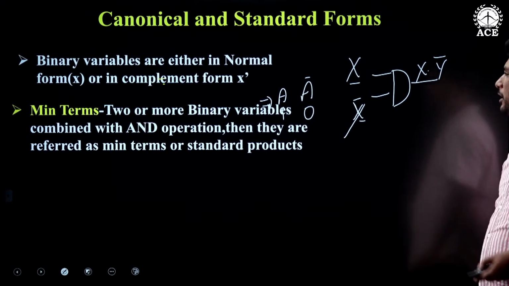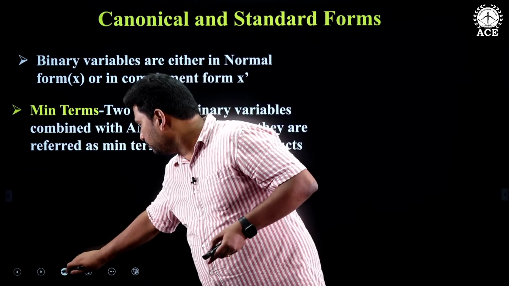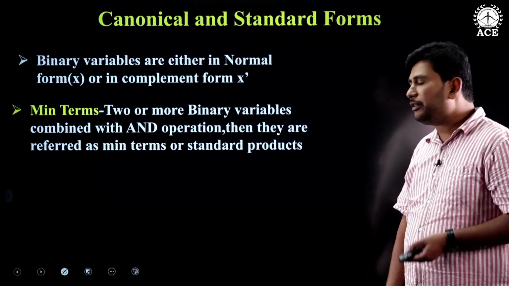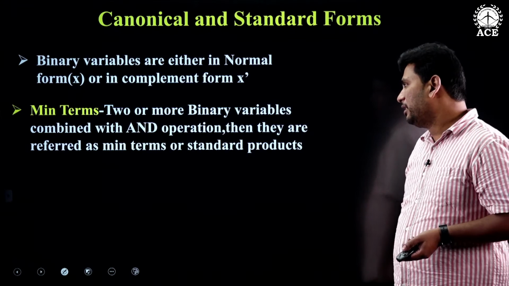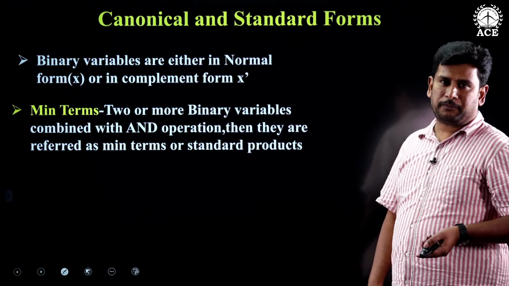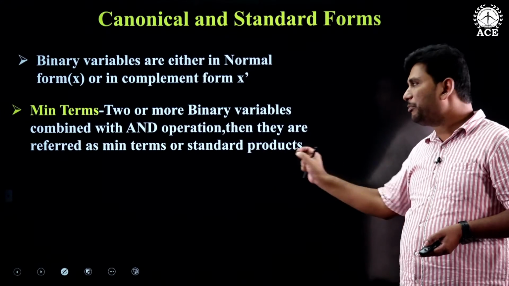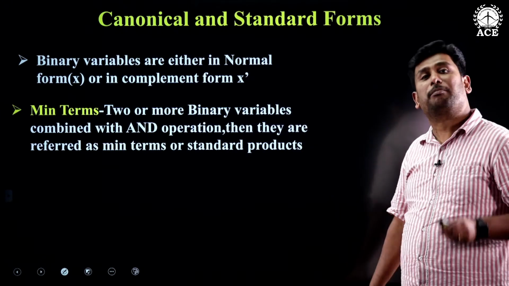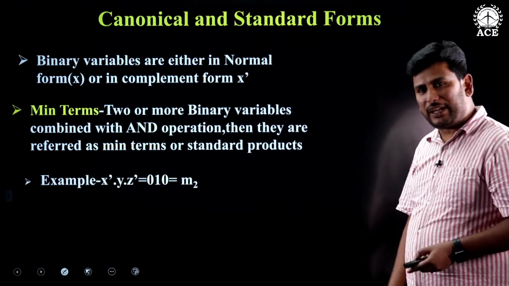Minimum terms are 2 or more binary variables combined with the AND operation, as I told you just now, x AND with y complement, and they are referred to as minimum terms or standard products. We have a difference between canonical and standard, which we'll try to discuss, but remember minimum terms are variables applied to an AND gate. They are product terms. Clear?